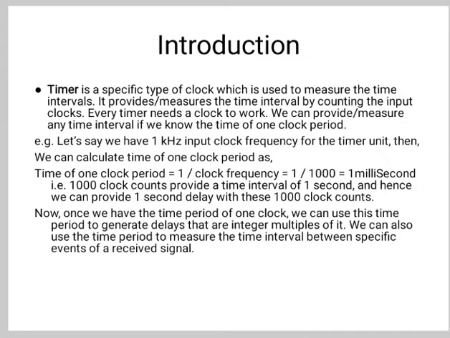So first we will see the introduction related to timer. A timer is a specific type of clock which is used to measure time intervals. It measures the time interval by counting the input clock. Every timer needs a clock to work. We can provide or measure any time interval if we know the time of one clock period.